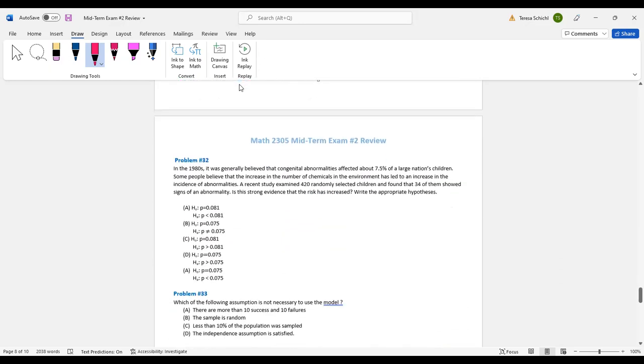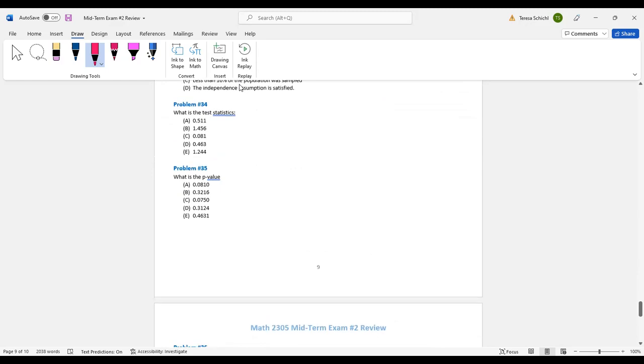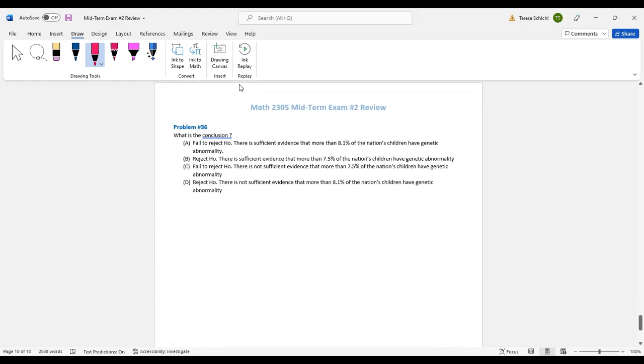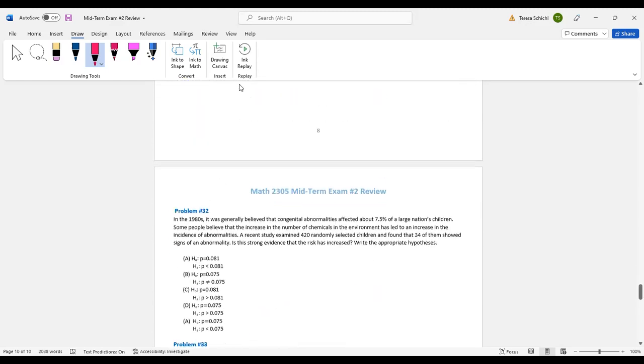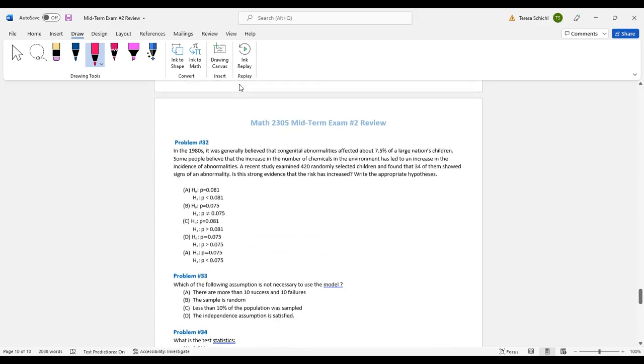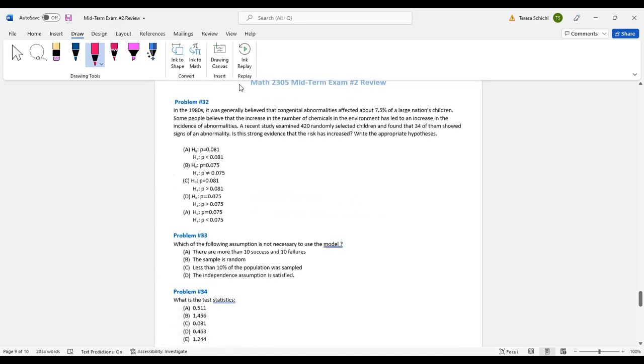All right, let's take a look at our last few problems here. I think that's it, right? So, okay, in here we say in the 1980s, it was generally believed that the congenital abnormality affected about 7.5% of large national children. Okay, so let's highlight. So the overall is 7.5.